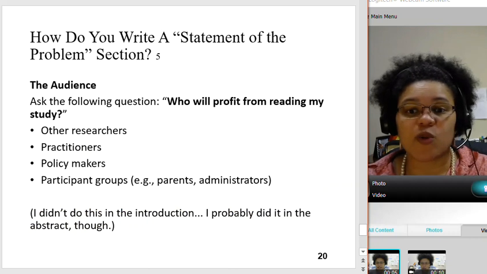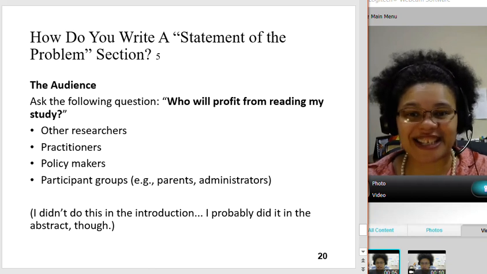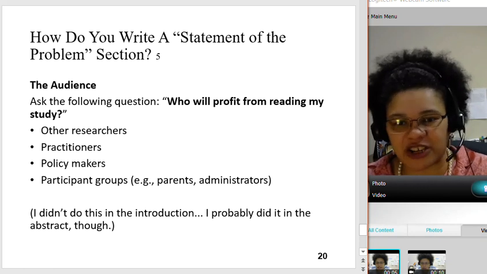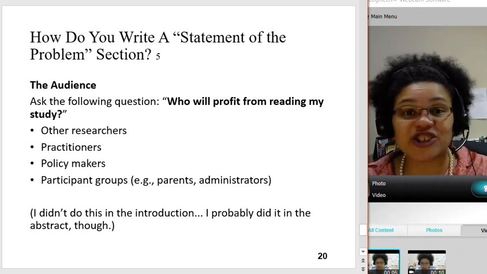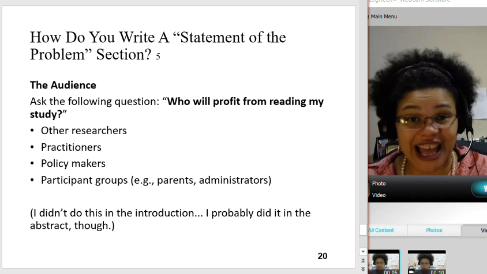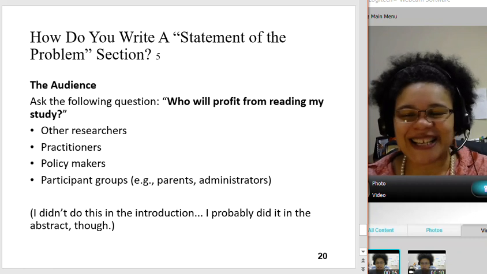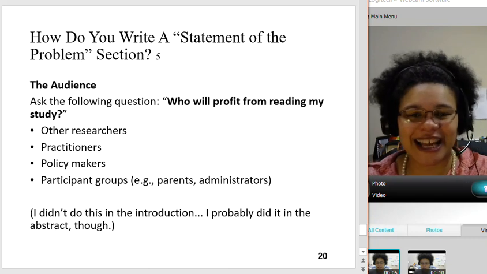Let's see. With the last sentence, I'm on slide 20. Creswell and Guetterman say that at the end you're going to talk about who will profit from reading your study, whether it's other researchers, practitioners, policymakers, or participant groups like parents, administrators, students, that kind of thing. I didn't do that in the introduction. I probably did it in the abstract. I'm assuming I did it in the abstract. I usually do. So I sort of did what Creswell and Guetterman said. Maybe certain things were not as clear in my study as they are going to be in yours.